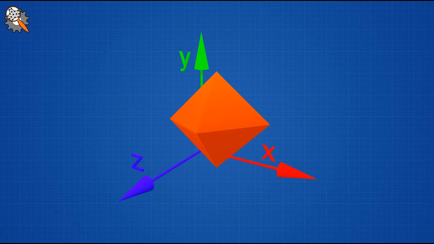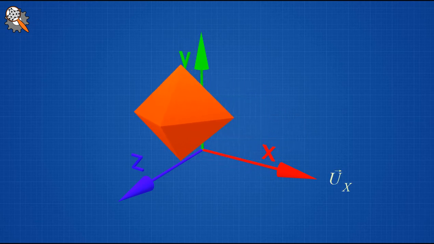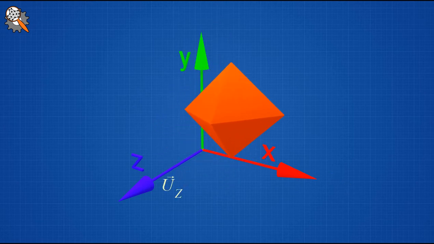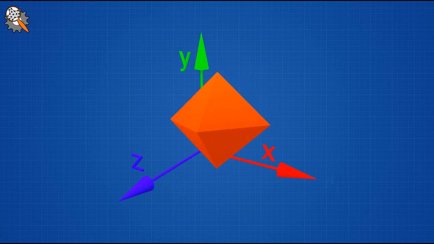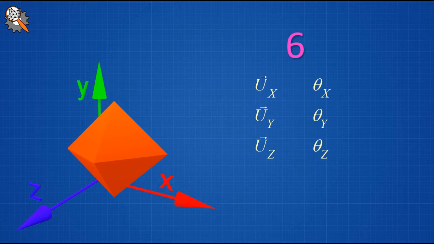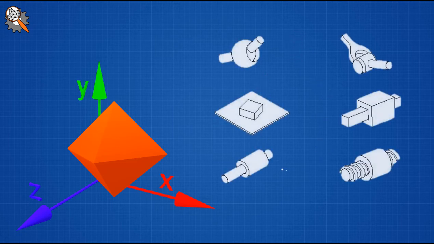So for a rigid body, which means undeformable, in a 3D space it can only make the following movements. A translation along the x-axis, another translation along the y-axis, a translation along the z-axis, a rotation around the x-axis, another rotation around the y-axis, and a final rotation around the z-axis. In total, a rigid body does not have more than 6 degrees of freedom. 6 at most, not more. However, it can lose or have fewer degrees of freedom if it is constrained or restricted in motion.